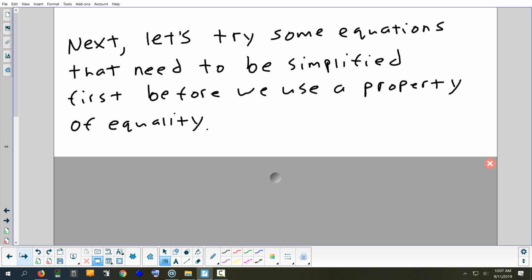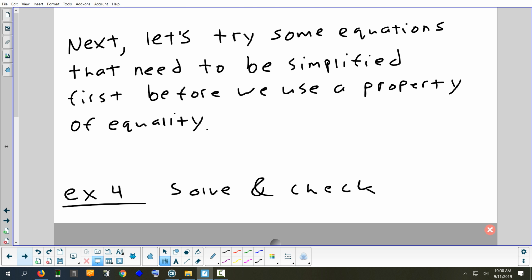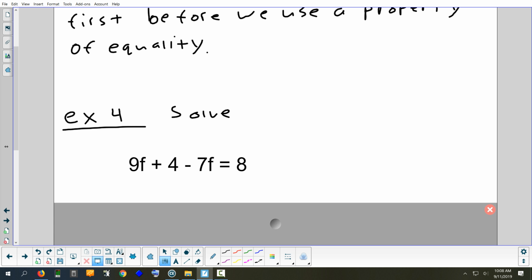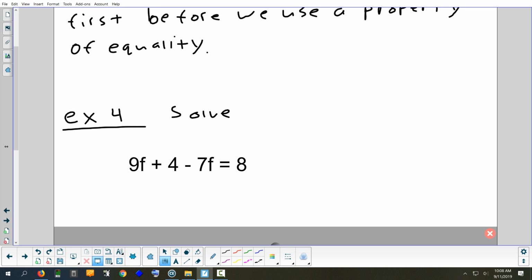All right, so we've done a couple where we've just had 2 steps. I think we just started with one with 3 steps. Let's try another one that has 3 steps. So this is a solve. We've done a couple checks, so let's just do a solve on this one. Maybe on example 5, we'll do a check. Okay, so it says 9f plus 4 minus 7f equals 8. The equations are getting a little bit harder, where you can't just look at it and guess an answer quickly. If you combine like terms, it makes it a lot easier to solve.